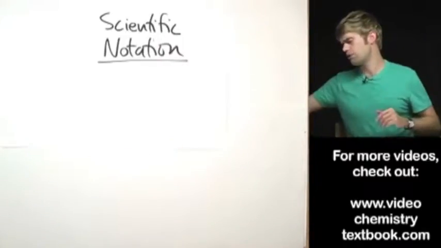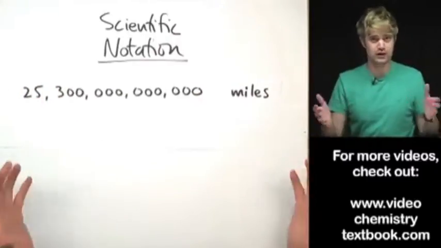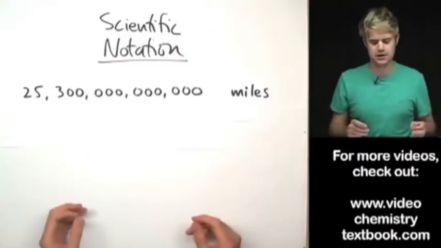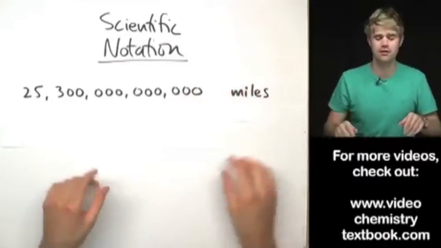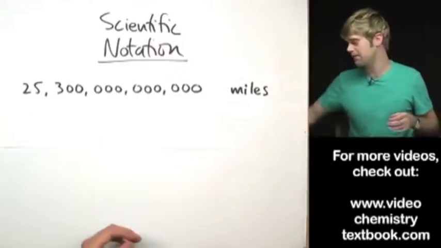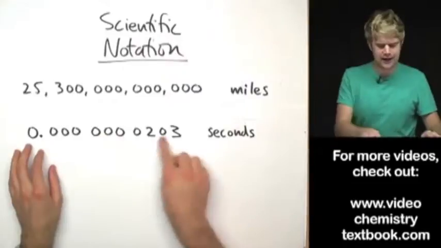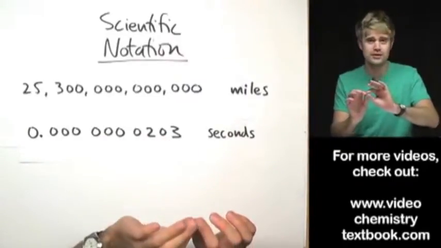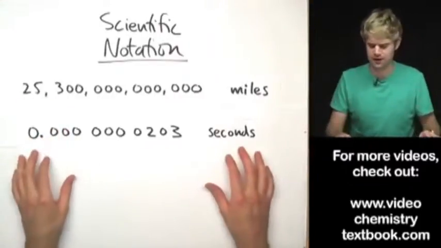Here's why that's important. In science, we spend a lot of time dealing with really huge numbers. For example, this is the number of miles from Earth to the closest star outside of our solar system. A really big number. We also look at a lot of really small numbers. This tiny number is the amount of time it takes for light to go from one side of an average sized bedroom to the other side. That's about 30 feet.